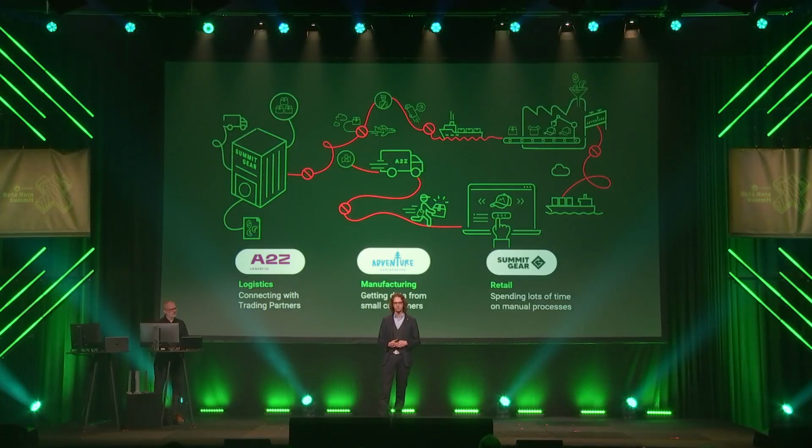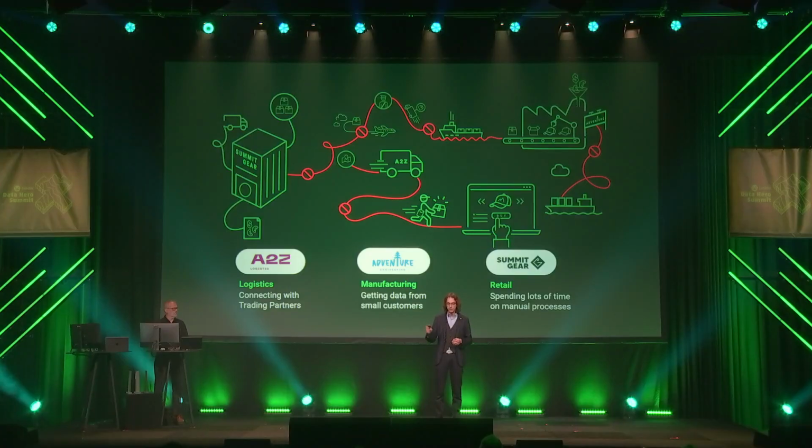Now, in order to show you how we solve these challenges, we will do this through the lens of 3 fictitious companies. We'll start with A to Z Logistics. They're a logistics company, and their biggest challenge is to connect with their trading partners. We follow it up with Adventure Engineering. They're a manufacturer of outdoor equipment, such as kayaks or hiking poles. Their challenge is to connect with their smaller customers.